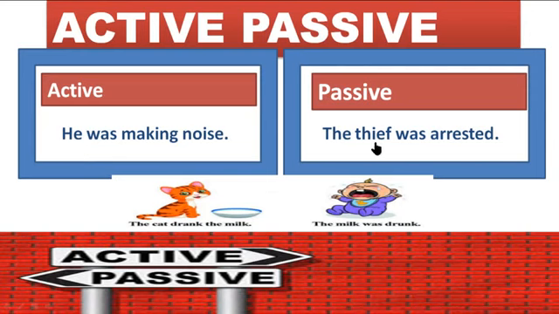And the second sentence, the thief was arrested. The sentence is starting from the thief, on whom the action was being taken. So that means the sentence is passive.